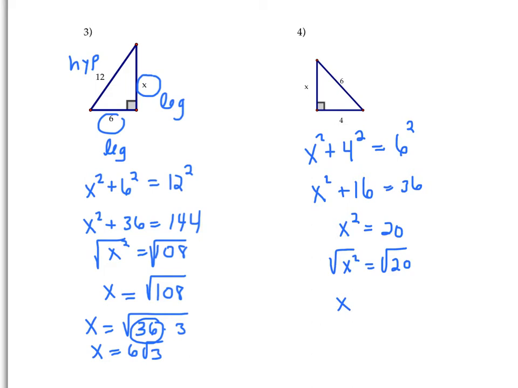Then to solve for x, we need to take the square root of both sides of the equation. The square root of x squared gives us x, and now we have the square root of 20 on this side. We're going to simplify that. So 20 factors into 4 times 5. Take the square root of 4, you get 2, square root of 5. That's it.